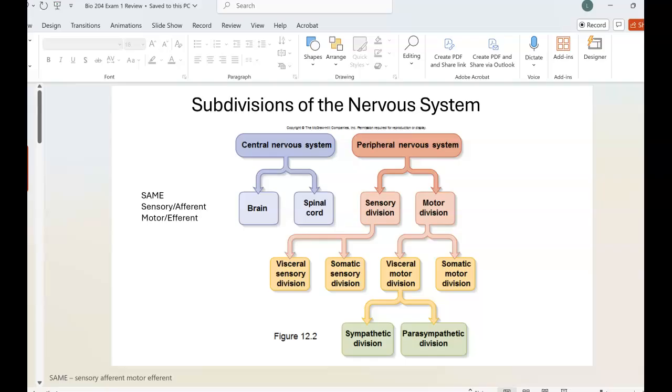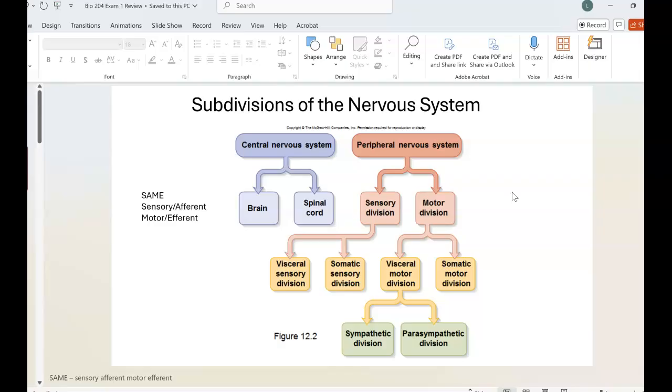If you took AMP1, this is probably something that you discussed in chapter 12. So we've got the central nervous system, which is the brain and spinal cord. I kind of call that like the big computer of our body. And then everything outside of our brain and spinal cord is considered the peripheral nervous system.